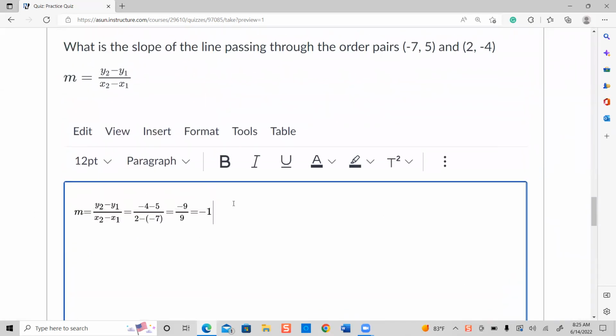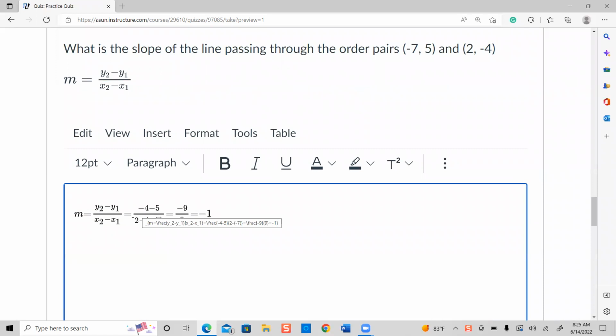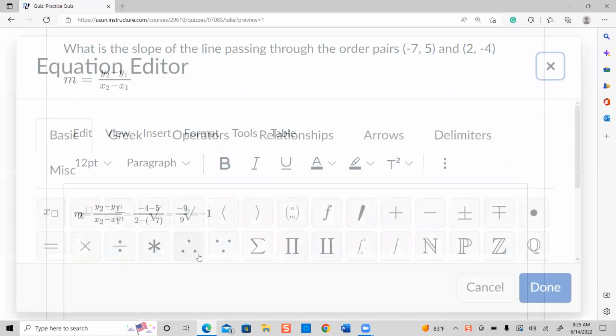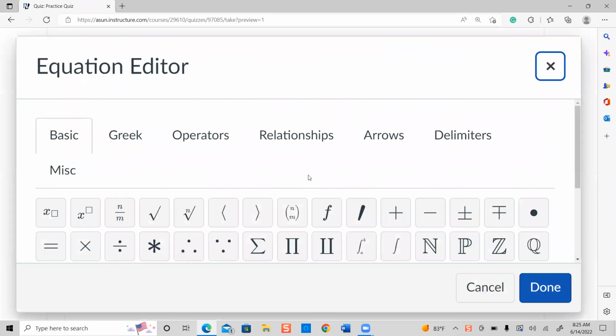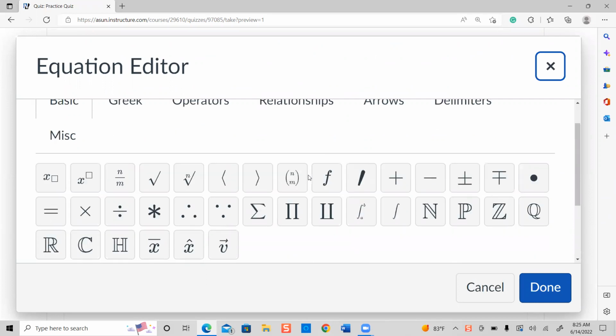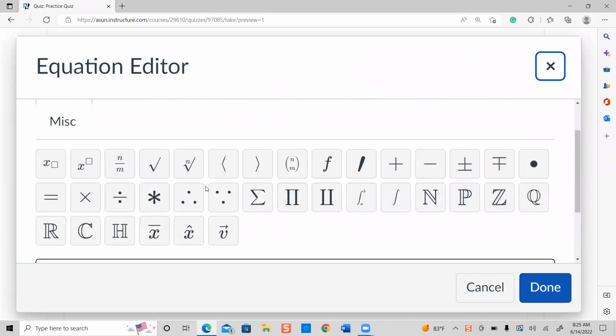So my setup, when I say math setup, that's plugging my numbers into my equation. That is my setup, right? And then my math work is actually performing the math. I wanted to show you a few more things here.